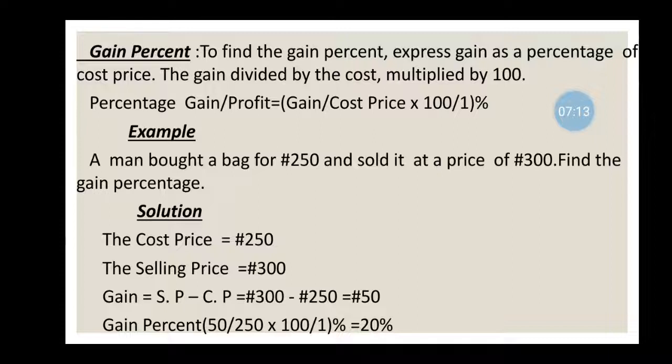For example, a man bought a bag for 250 naira and sold it at a price of 300 naira. Find the gain percent. You can see that the cost price is 250 naira and the selling price is 300, more than the cost price. So the man made a gain of 50 naira. The formula for calculating gain percent is the gain, which is 50, over the cost price, which is 250, times 100 over 1 percent.